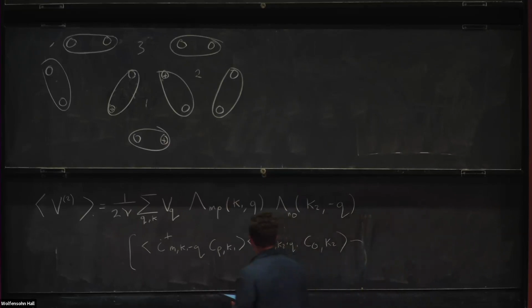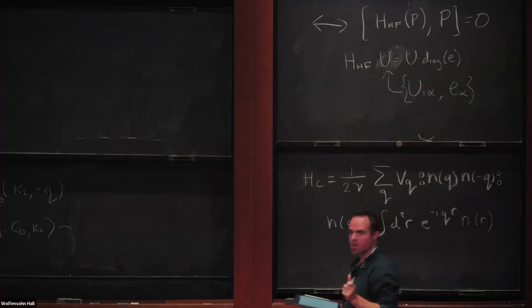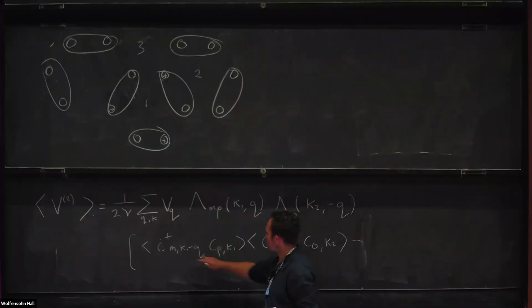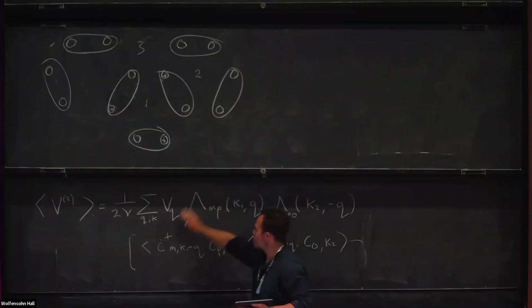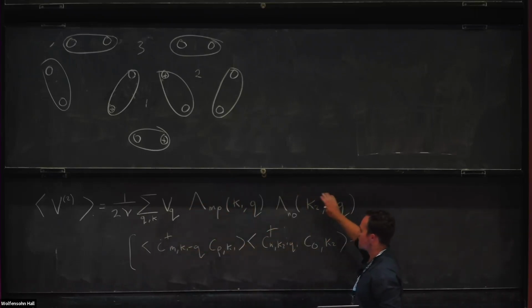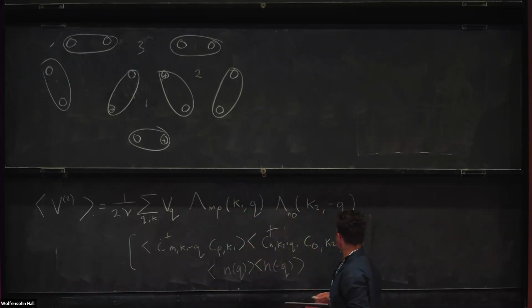So the Hartree one is basically when you take the expectation value of n of q times the expectation value of n of negative q. That's one of the possible Wick contractions. And so you can see the orbitals that get contracted with a form factor. This here is just literally n of q. This thing here is n of negative q. And so this term here is just the expectation value of n of q times the expectation value of n of negative q. That's the Hartree part, which is written here.